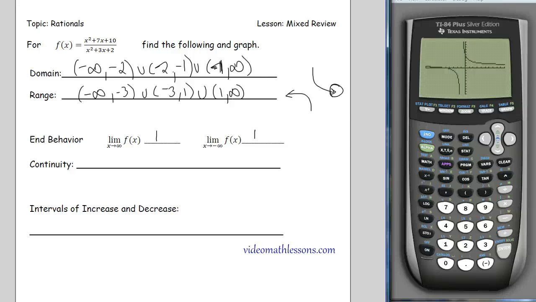Continuity. If this graph is in pieces, or there's holes in it, it is discontinuous. So I could say discontinuous at these places, or I could say continuous. Now there's all different ways to do this. As long as you can express yourself and make sense, it works. I'm going to say continuous, except where the hole is. So that's at x equals negative 2, and with a vertical, x equals negative 1.